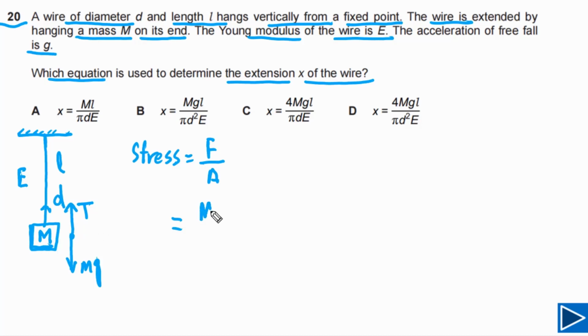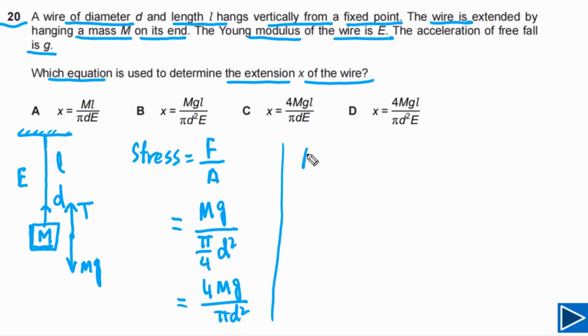So simply we can write down stress is mg divided by the cross-sectional area of the material. As this wire is a solid wire, the cross-sectional area of this one is pi by 4 d squared. Now if we simplify this, we can write down stress is equal to 4 mg divided by pi d squared.